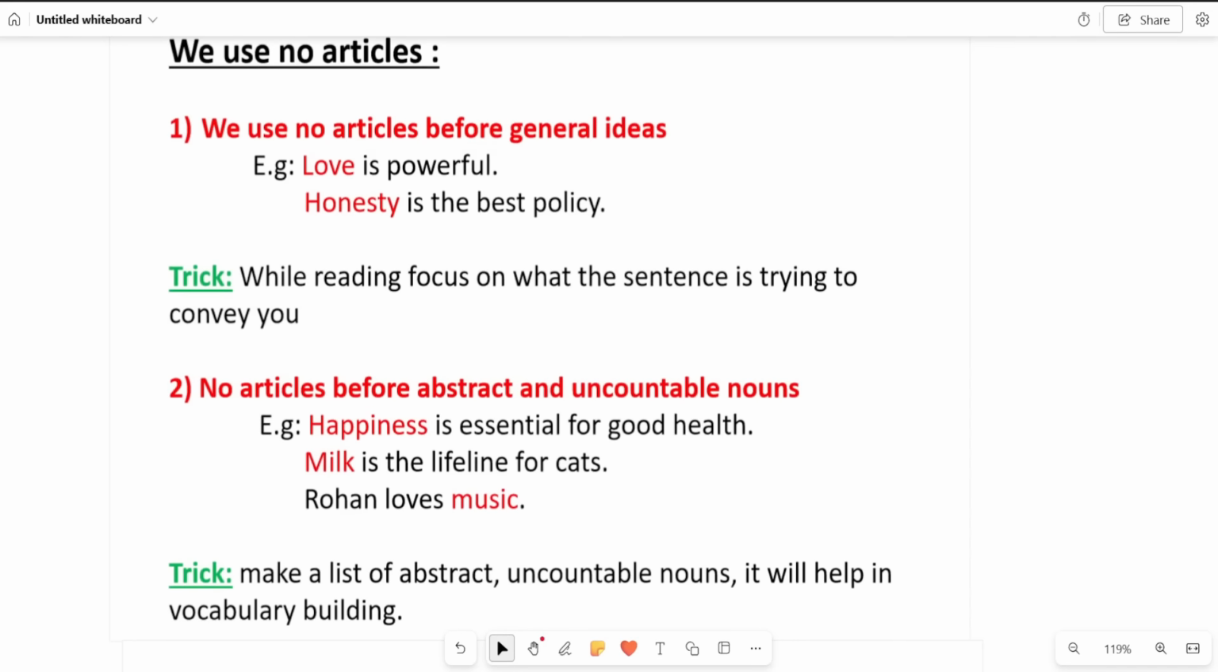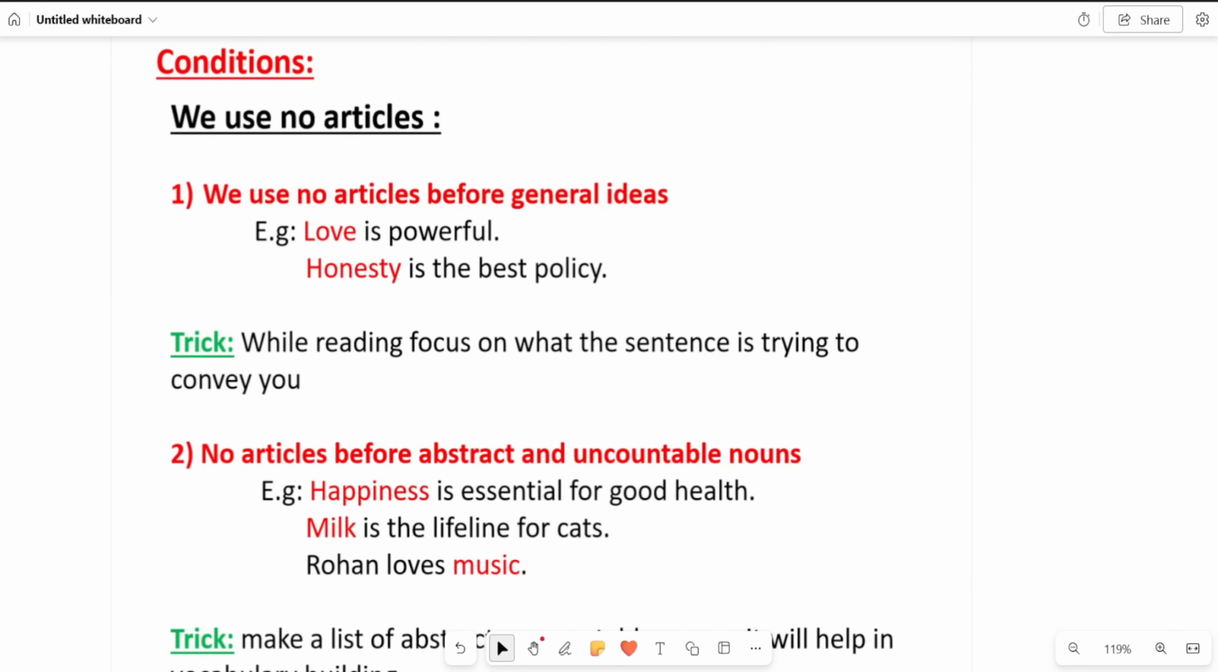Now see, what are the conditions? The first rule, we use no article before general ideas. So there are some general ideas. For example, love is powerful, honesty is the best policy. So here love is powerful, honesty is the best policy. These are all general ideas, and that's the reason we don't use any article before them. Like we can't say "the love is powerful", right? So before general ideas we don't use any article.